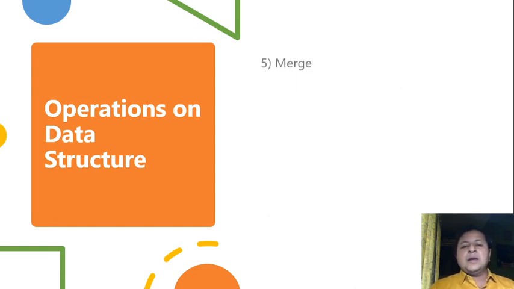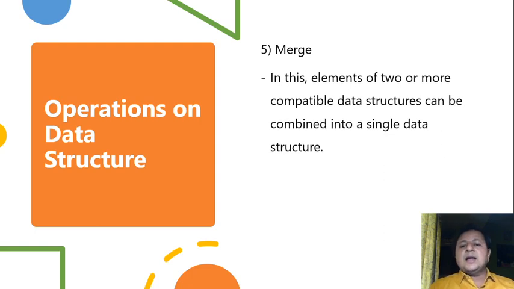The next one is merge. In the merge operation, as the name suggests, elements of two or more compatible data structures can be combined into a single data structure. Obviously, this merging is not possible for any sort of data structures; as the definition suggests, for merging it has to be compatible data structures. So if I decide to merge elements of an array with, let's say, elements of a tree, it may not be possible.